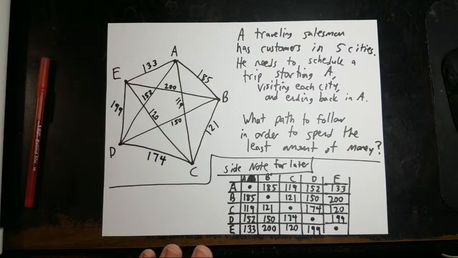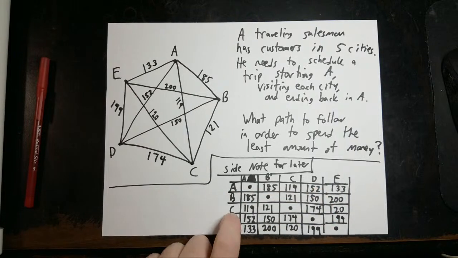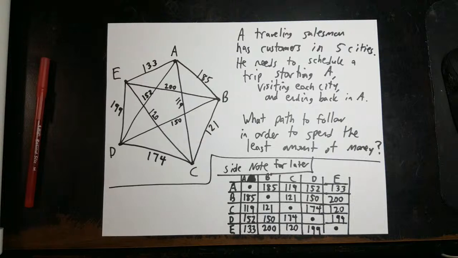From any one particular location, you can figure out, okay, I want to go from A to D, it's $152. I want to go from D to E, it's $199. You can use this table as an organizational tool for figuring that out. That's typically done in most of these situations.